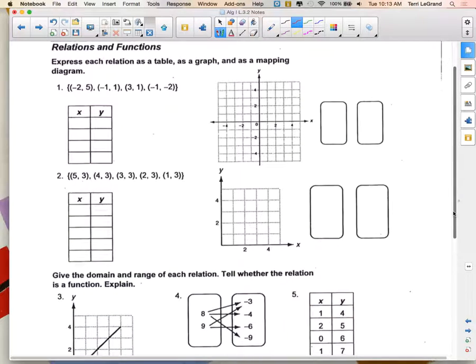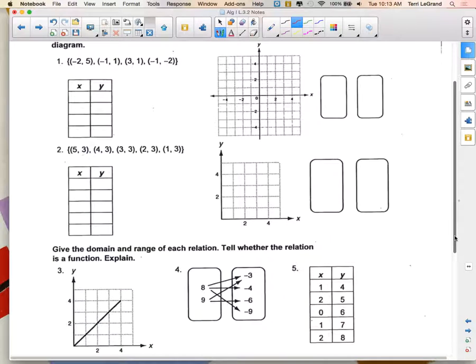Well, the good news is here that they started to draw our formats for us, so it'll take us less time. Because we're to express each relation as a table, as a graph, and as a mapping diagram. Now, in the table, we go from least to greatest with the x values, but we have to put the corresponding y value with it. We can't change up the order of the y's, okay? So in the table, we would start with -2, and then we put our -1, but we'd skip over that 3, and we'd go to that other -1, and then we'd do our 3's.